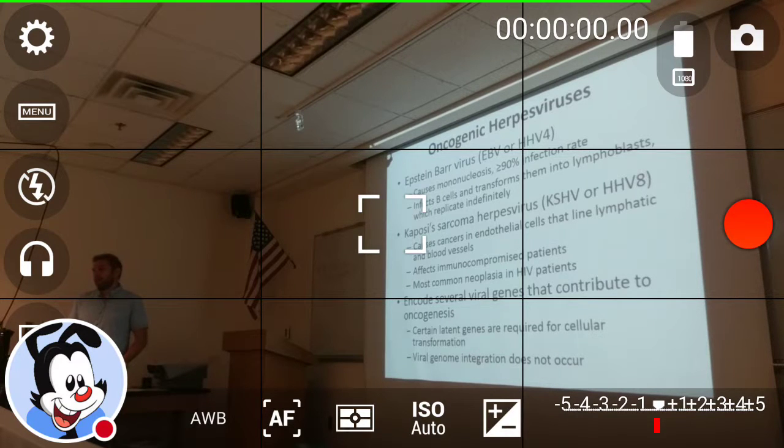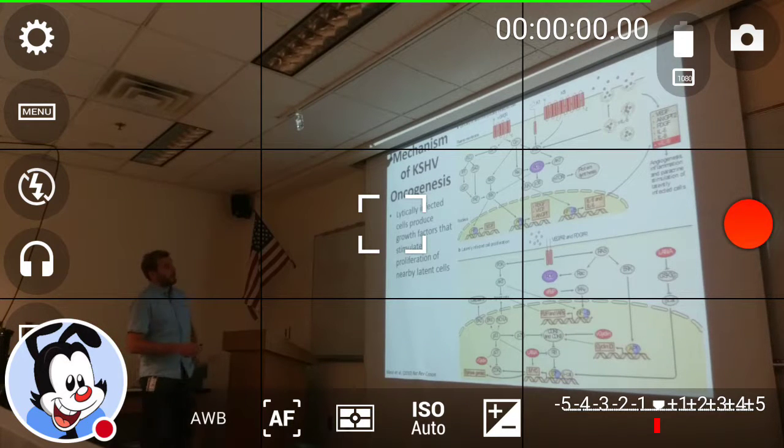These things do not seem to integrate. I'm pretty sure that if we sequence enough patients, we'll find some where this is integrated, but as a rule, herpes viruses don't seem to integrate. So it doesn't seem to be that integration plays a role. It's all viral oncogenes that are pushing the transformation.